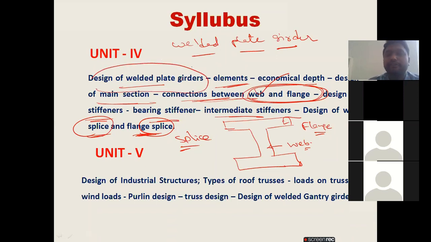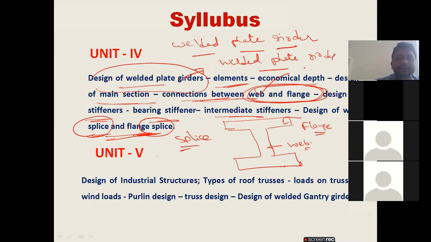So especially in unit 4, once you learn the welded plate girder design, you will get a direct question in the examination. At the same time, they will ask the connections between the web and flange, whether they will ask directly the design of a plate girder, or connections between the web and flange, or what the stiffeners are, or design of a web splice and flange splice. This is the most important thing once you enter into unit 4.